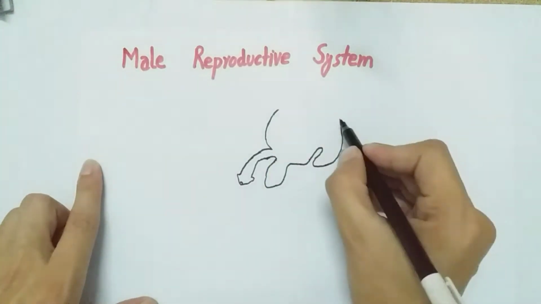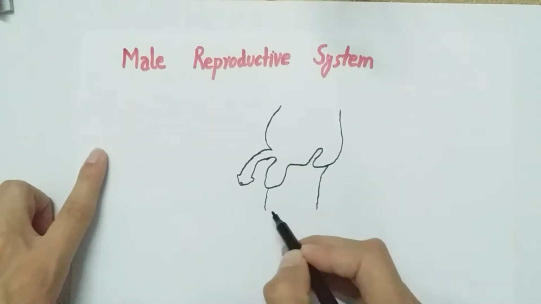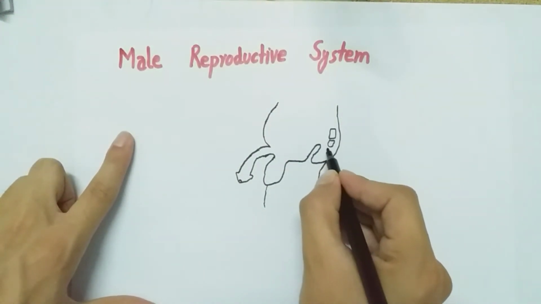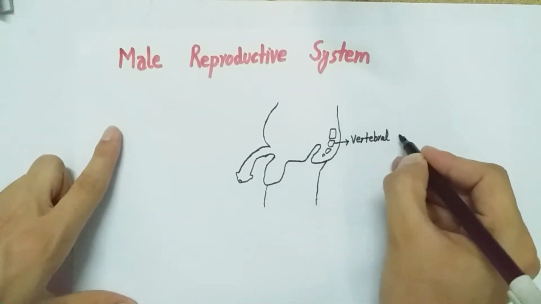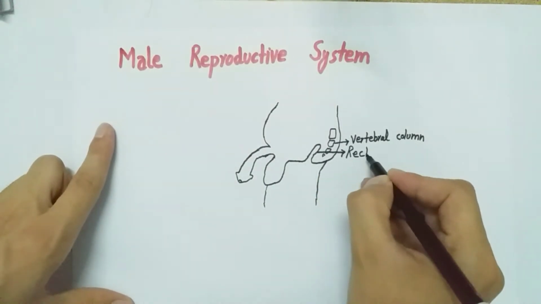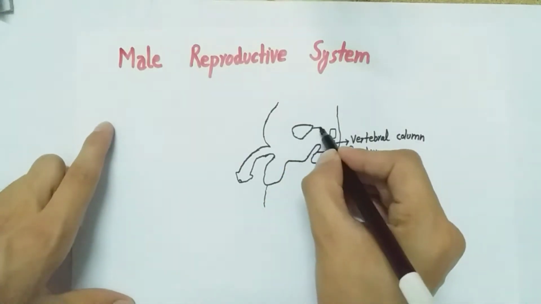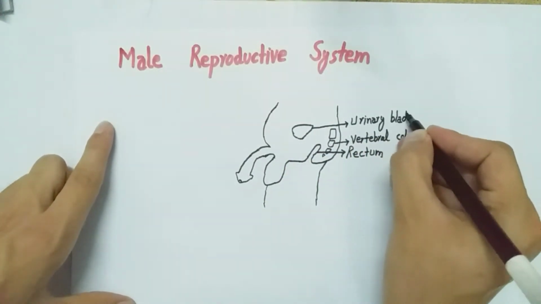Now first of all I am going to draw some structures that are not concerned with the male reproductive system, but they are lying in the periphery of the male reproductive system. So the very first structure is the vertebral column. Then we have the rectum, which is the last part of the large intestine. After that we have the urinary bladder, that is storing the urine for a short period of time.